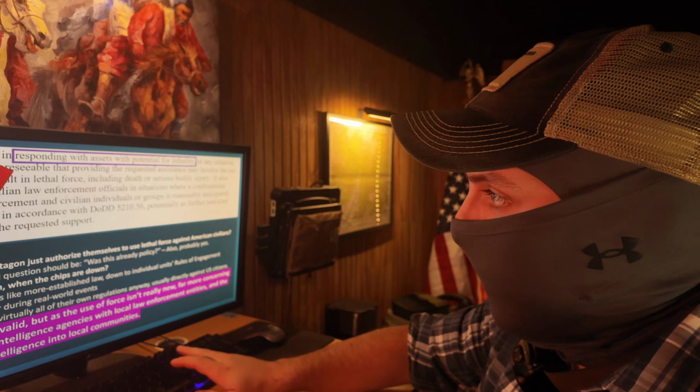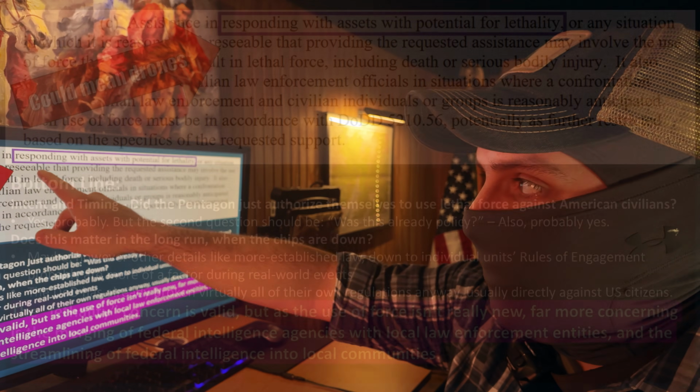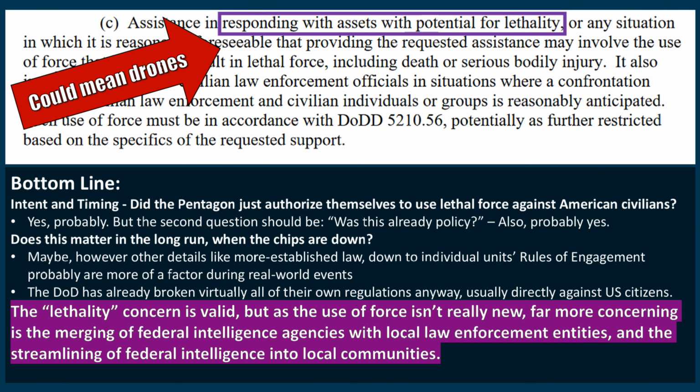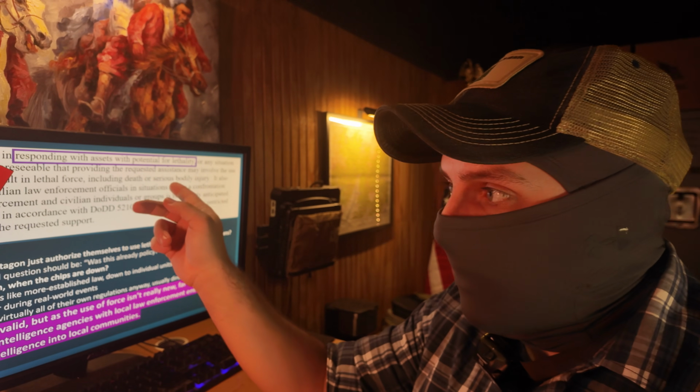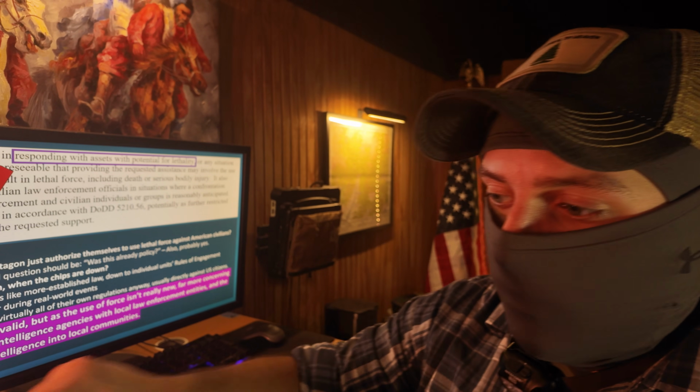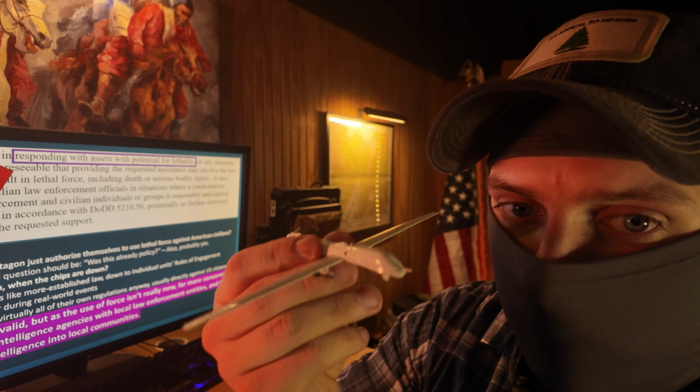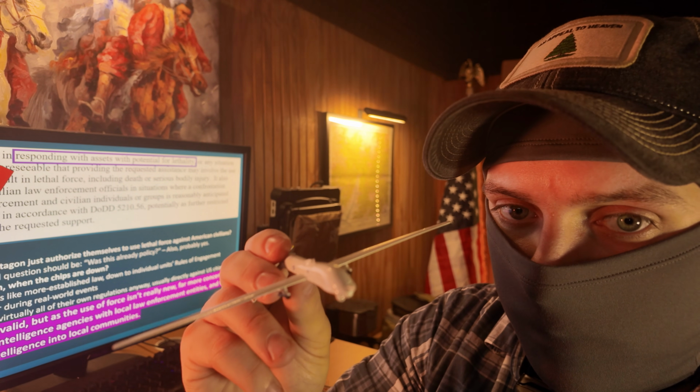I think this is referring to drones. I think that this line right here, skipping forward a little bit, responding with assets with potential for lethality is referring to armed military drones, not the unarmed drones that are used by Border Patrol agents. That's just my theory, because that makes a lot of sense. Not every single drone in the U.S. arsenal, such as this one, is capable of being armed.